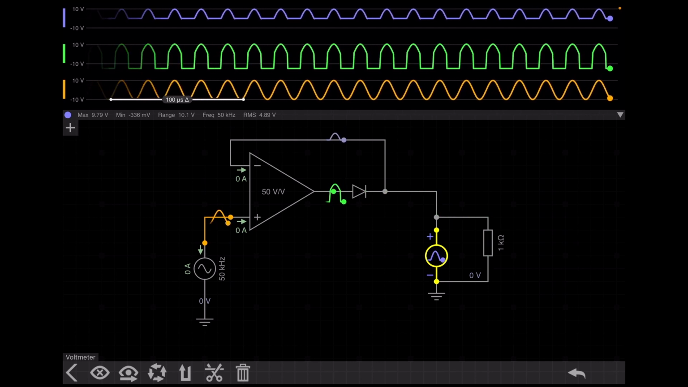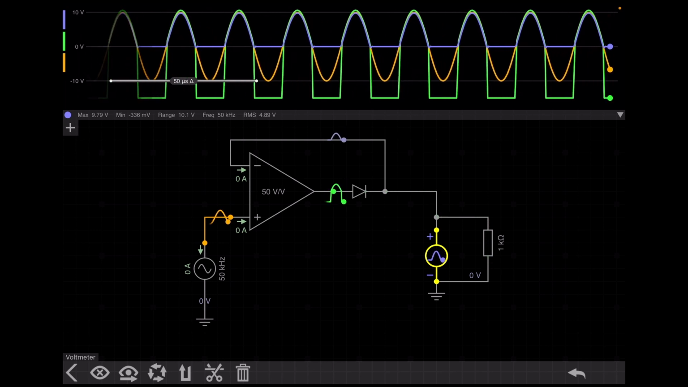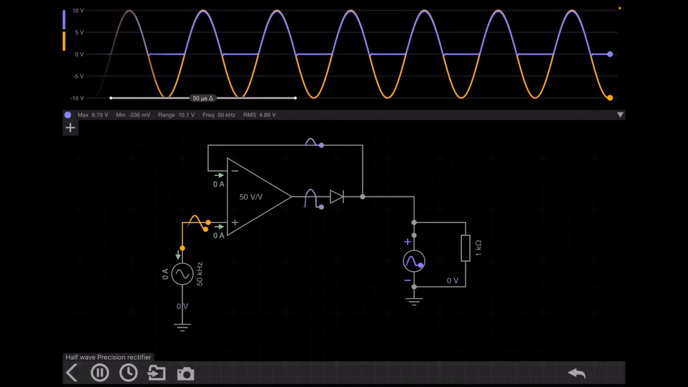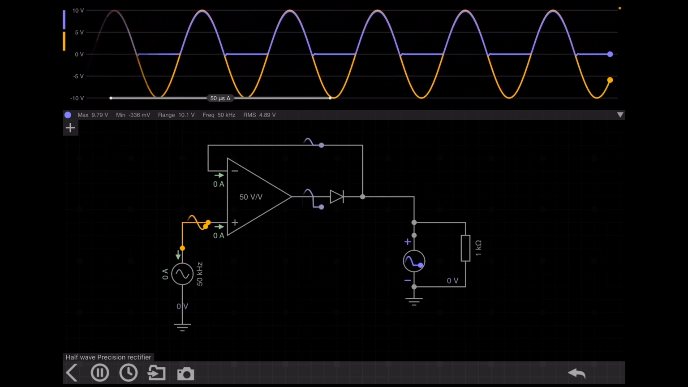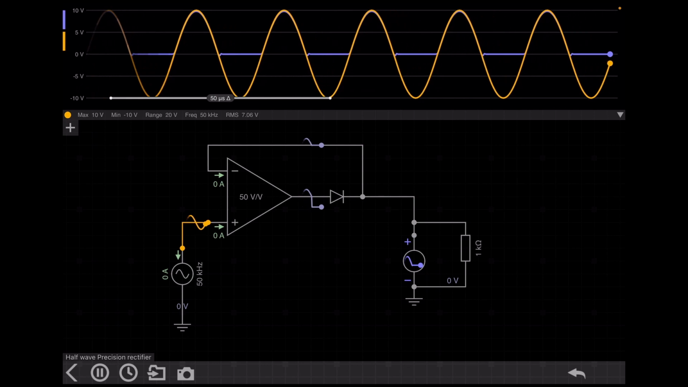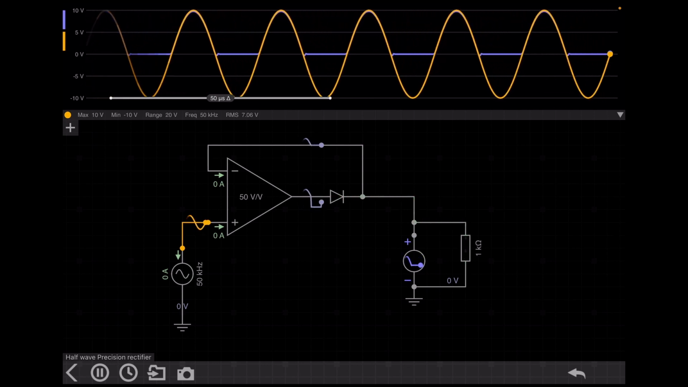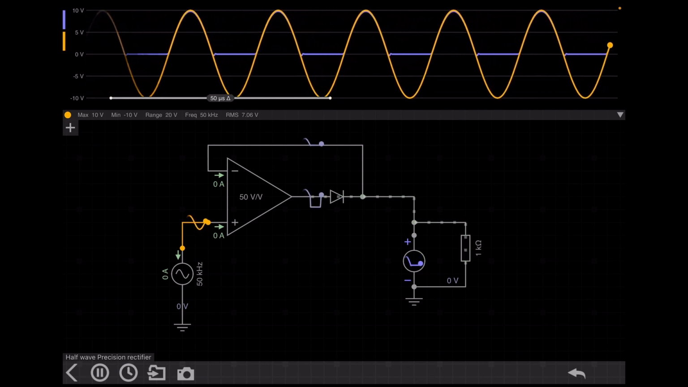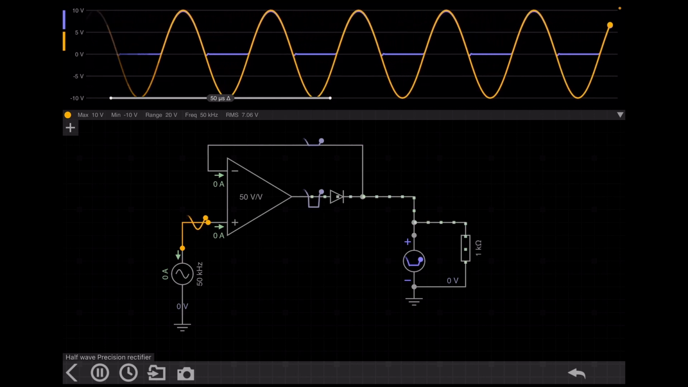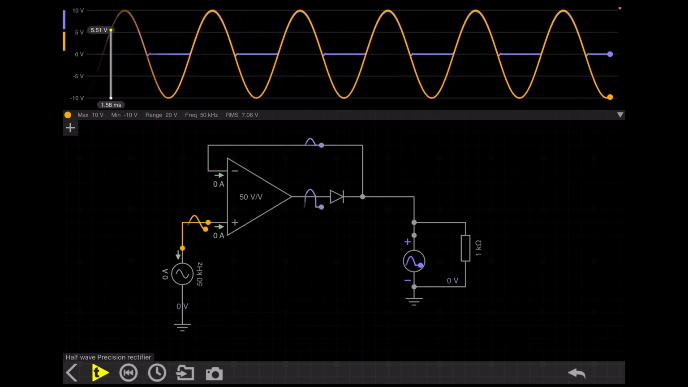Okay, so if I just do the same one and delete this one, you can see the blue one is the output voltage and the orange one is the input voltage. In the orange one we can see the full sine wave, but in the blue one you can see the half sine wave. So this is the circuit without a capacitor.